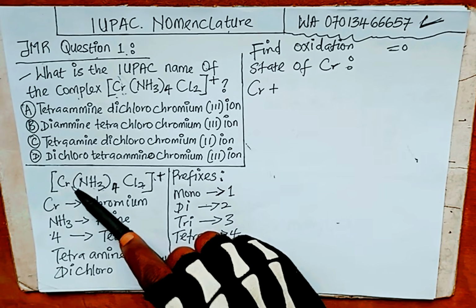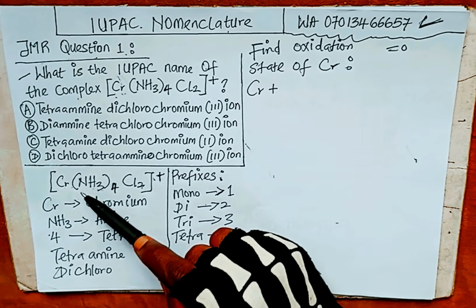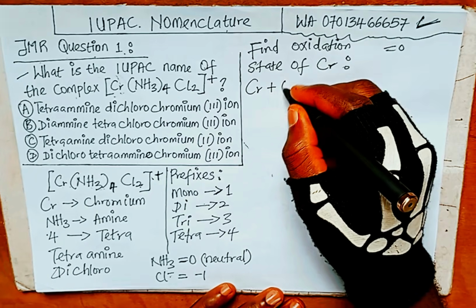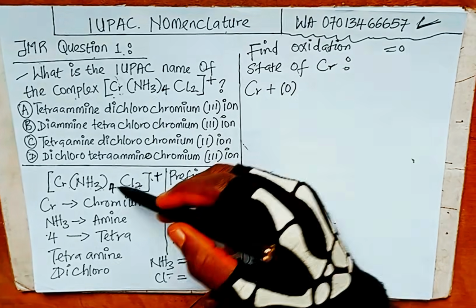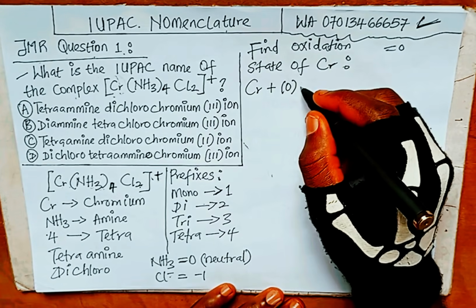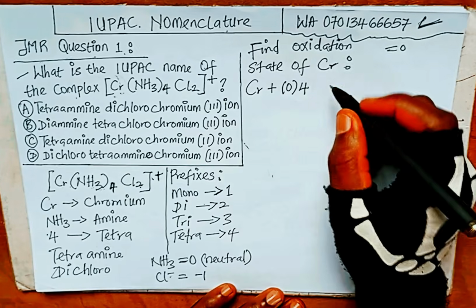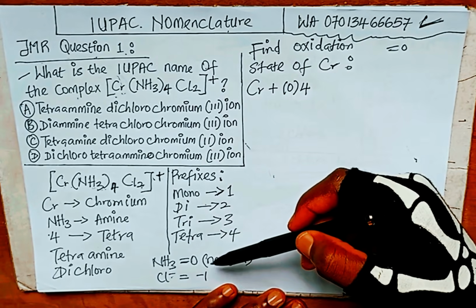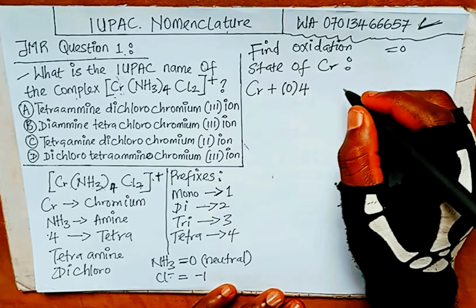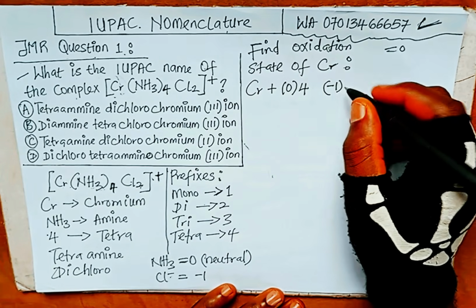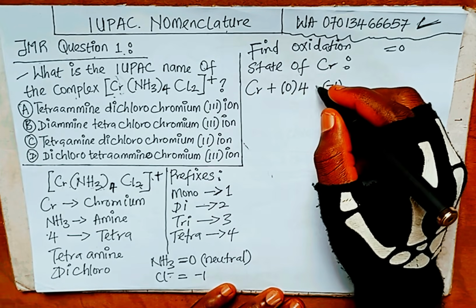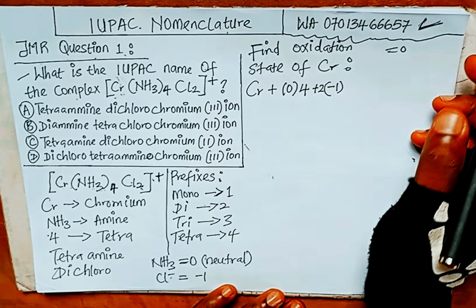So looking at this, we continue. What do we have here next? We have NH3, which is 0, neutral. We put that in bracket 0, bracket close. What do we have beside it? 4, meaning that it's times 4. So we put it times 4. Then what do we have next again? We have chlorine. The charge number of chlorine is -1. We put it in bracket -1 to avoid confusion. And we have 2, and 2 is the same thing as +2. As simple as that.